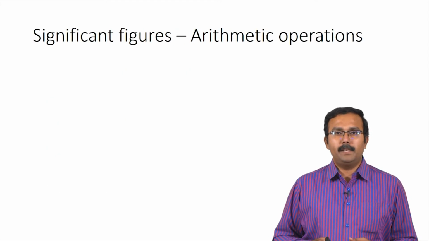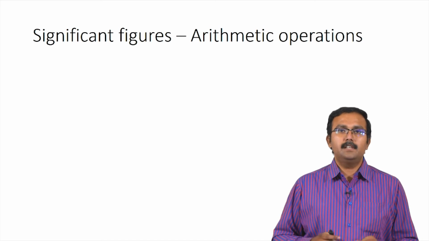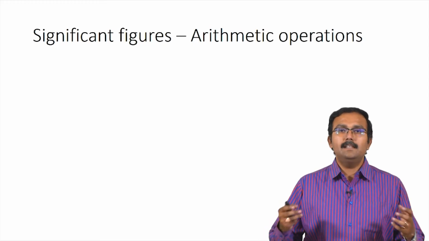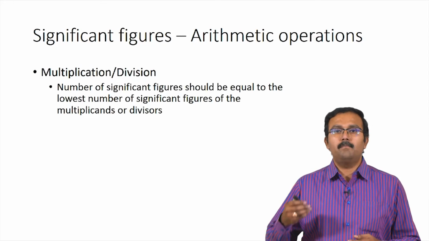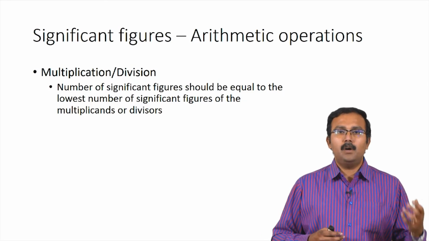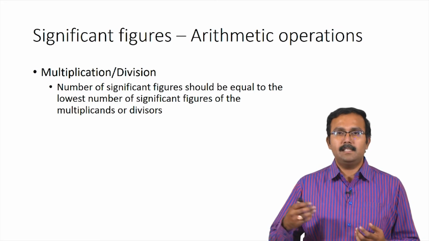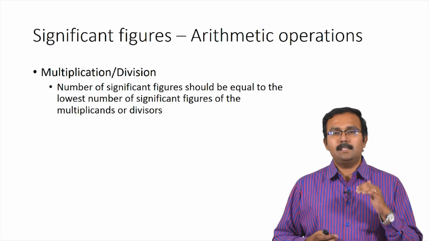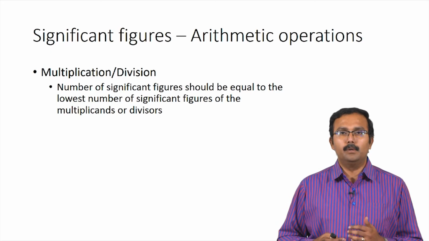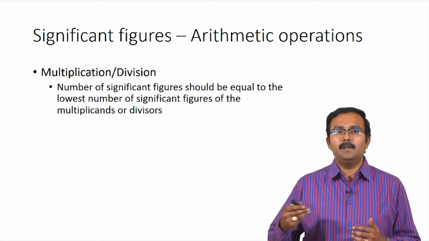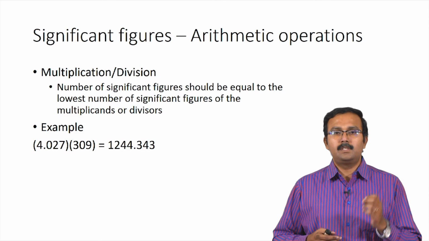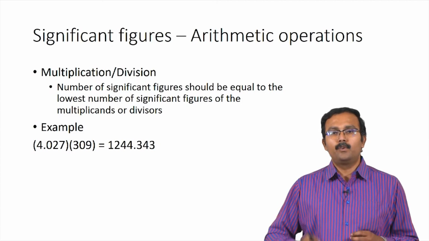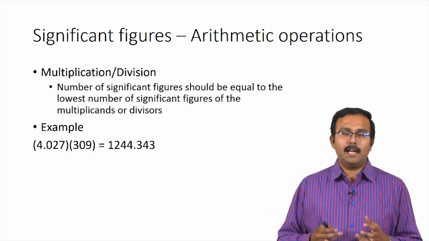When we perform arithmetic operations, we need to use significant figures carefully. We need to know how to write the final answer with only the significant figures. If we were to perform multiplication and division, you would have to count the number of significant figures of the multiplicands and divisors and decide that the number which has the lowest number of significant figures is the maximum with which you can go. So, the example given here will illustrate this. You have 4.027 times 309 giving you a value of 1244.343. So, this is what your calculator would give you.